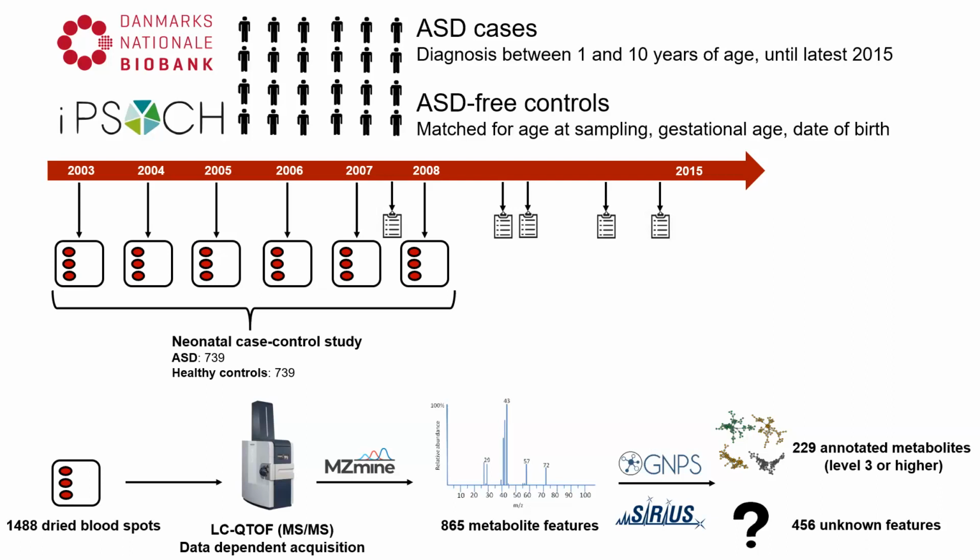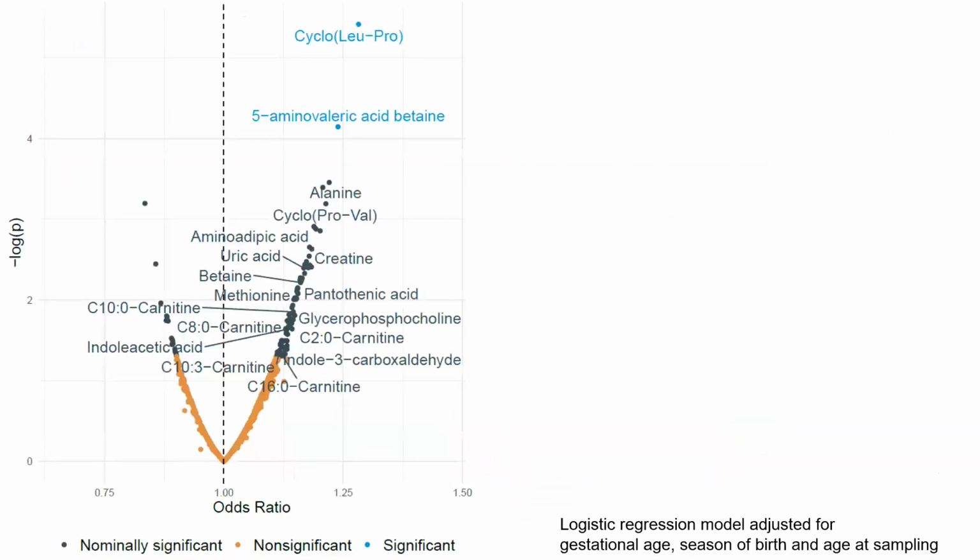So if we look a bit at the results, we found almost 100 metabolites that were significantly associated with development of autism later in life, using a nominal p-value threshold. We analyzed these using logistic regression models, where we also adjusted for factors. These factors, I already said, are important for the neonatal metabolome.